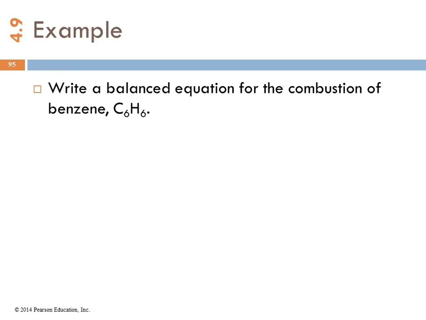Write a balanced equation for the combustion of benzene. This is something that you definitely need to be able to do. A combustion reaction for something with carbon and hydrogen, or carbon, hydrogen, and oxygen, reacting with oxygen, always forms CO2 and H2O. So we've got C6H6 plus oxygen, and that's going to form CO2 plus H2O. Then we have to balance it.